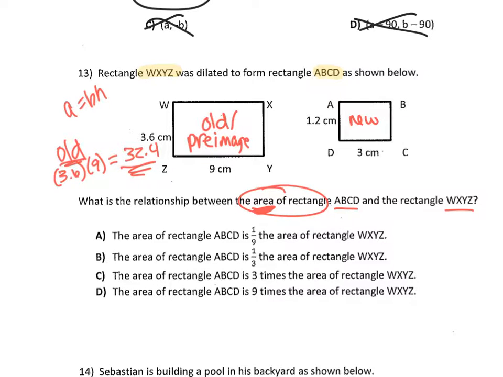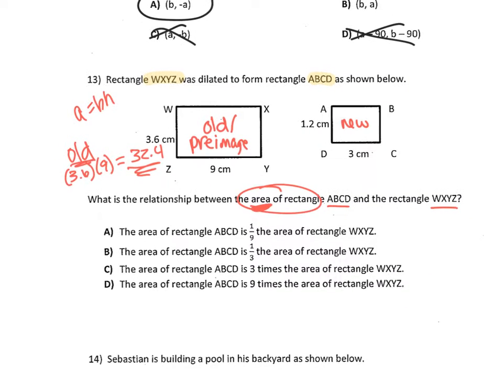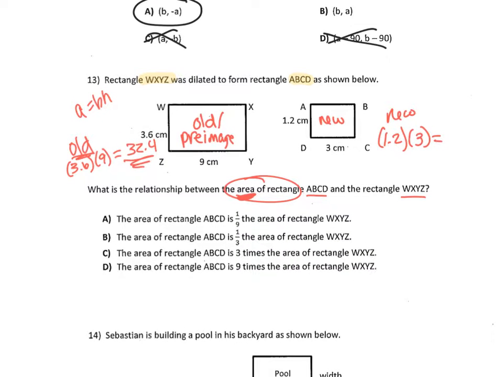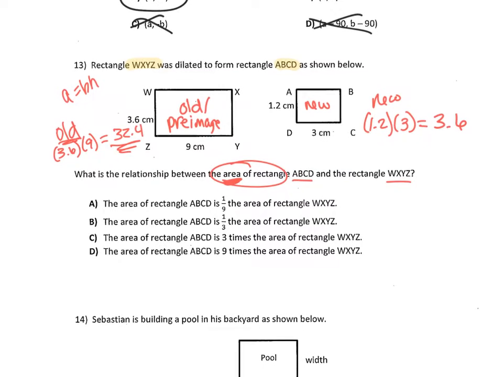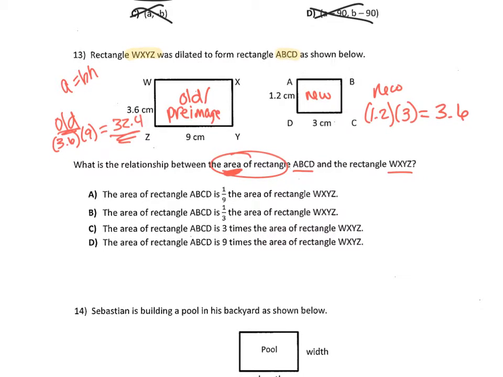Then for the new, same thing. We're going to find our new area. So 1.2 times 3, and that should be 3.6. Then to get that scale factor to see what the difference is, divide new by your old. So that new area was 3.6 divided by 32.4.